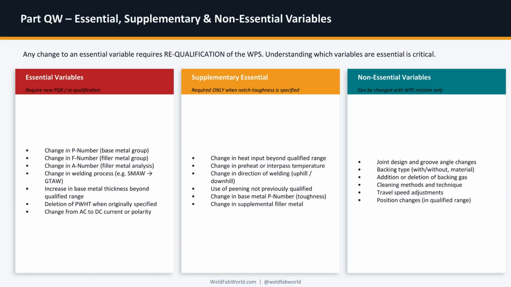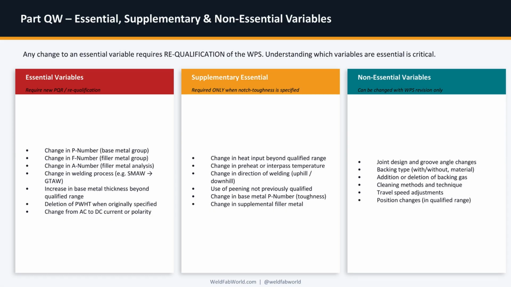Let's talk variables. Every welding variable in ASME is classified as essential, supplementary essential, or non-essential. What matters is this: change an essential variable, and you must re-qualify. New test weld, new mechanical testing, new PQR. You cannot just revise the WPS and keep going. Essential variables require a new PQR.